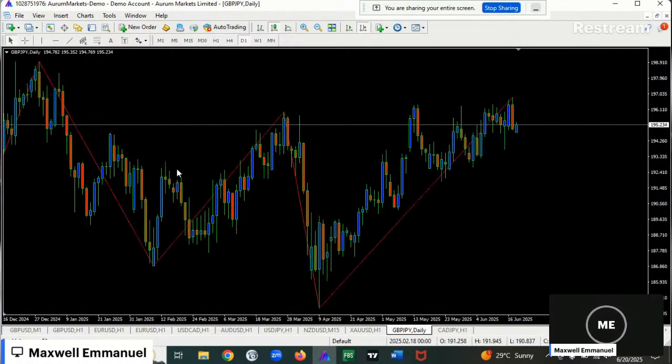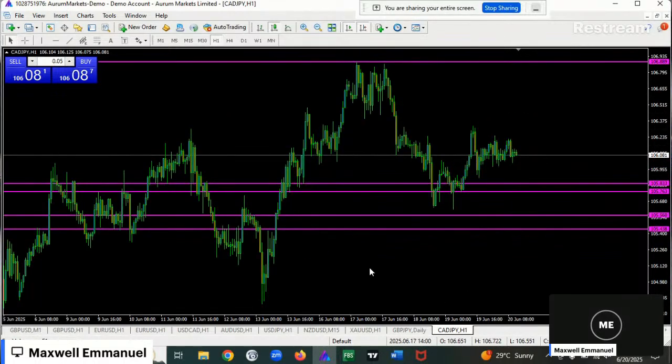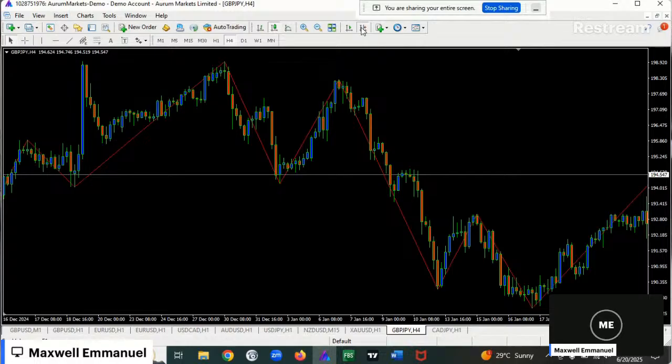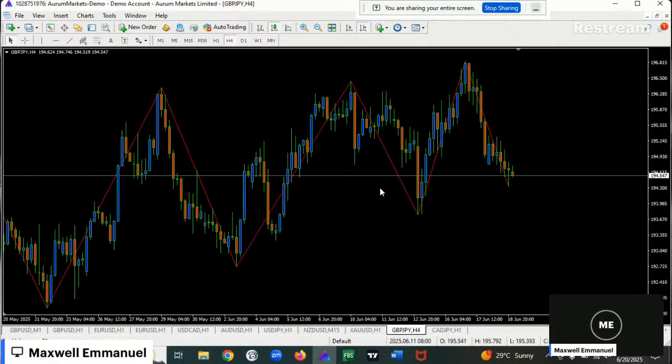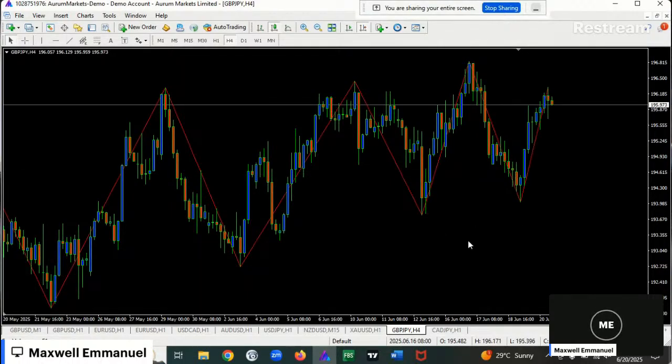Let's start with the daily. So yesterday candle closed strongly bearish on GJ, right? I think this chart is not updated yet. Is it updated? This is not updated. This is 18th. Today is 20. So let's wait for the chart to update. Okay, so the chart is updated now.